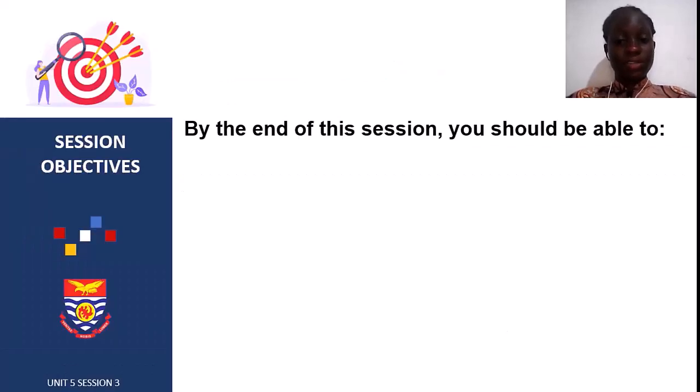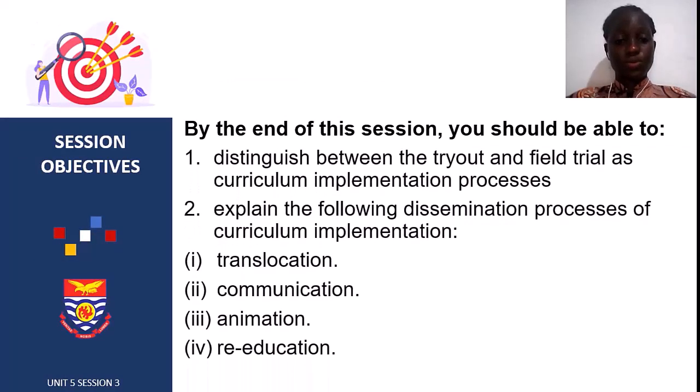By the end of the session, you should be able to do the following. 1. Distinguish between the trial and field trial as curriculum implementation processes. And 2. Explain the following dissemination processes of curriculum implementation: translocation, communication, animation, and re-education.